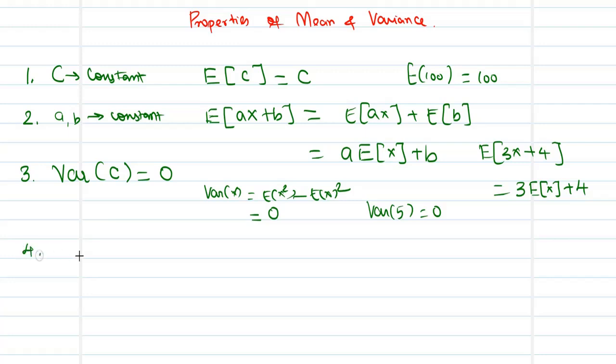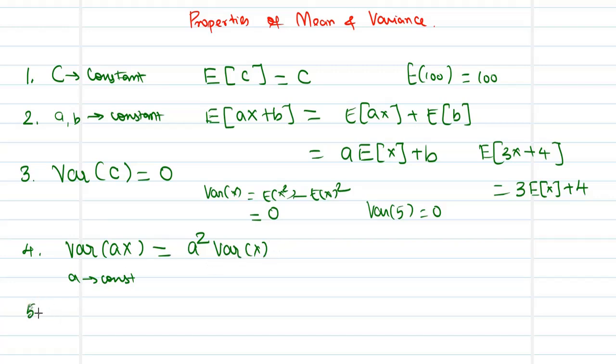Property number 4: the variance of Ax, where A is a constant and x is the random variable, will be equal to A square times the variance of x. This is because the variable gets squared before the subtraction, and hence you will have A square times the variance of x.